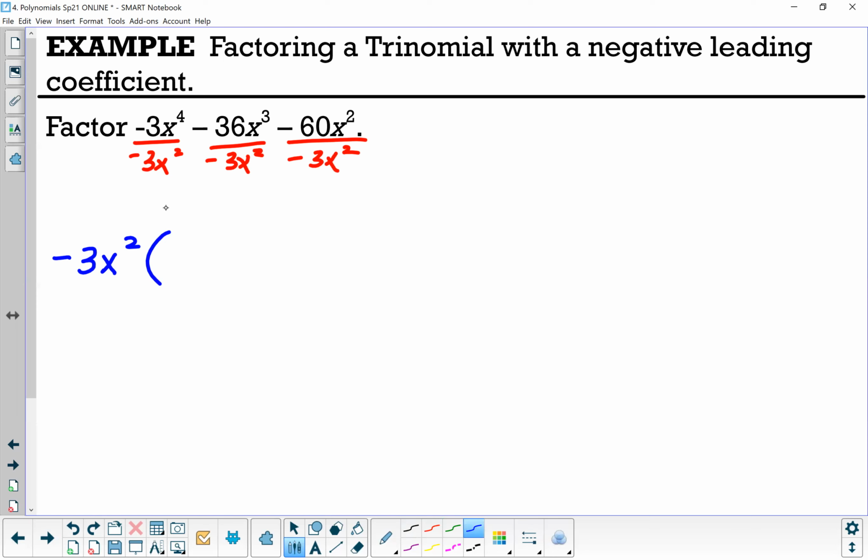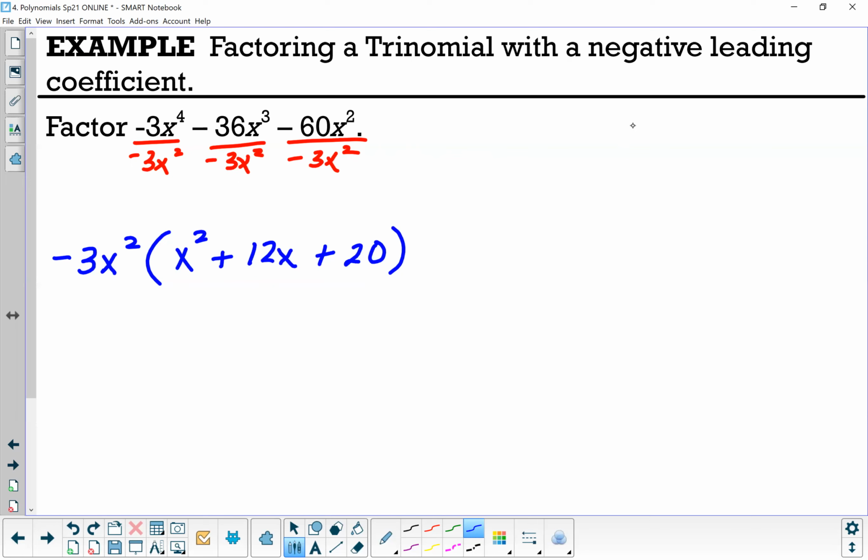And that gives us 1x squared plus 12x plus 20. Okay. Now at this point, the -3x squared was our GCF. Our second factor, we want to ask ourselves, can I factor this further?